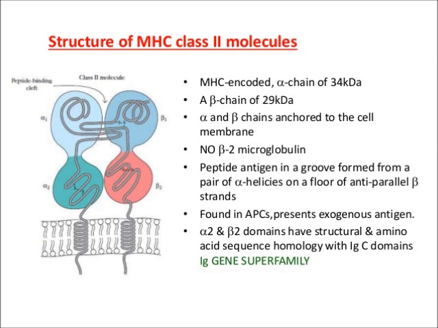MHC class 2 glycoproteins are only present on specialized antigen-presenting immune cells, including macrophages, which engulf foreign particles, dendritic cells, which present antigen to T cells, and B cells, which produce the antibodies. MHC2 proteins present exogenous antigens, unlike the endogenous antigens presented by MHC1. These exogenous antigens originate extracellularly from foreign bodies, such as bacteria.